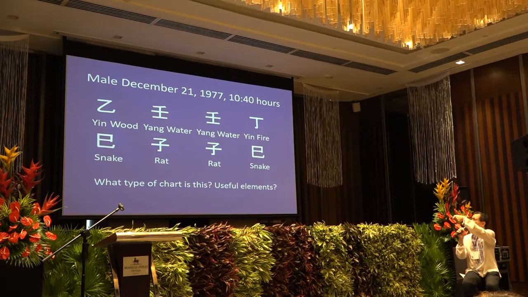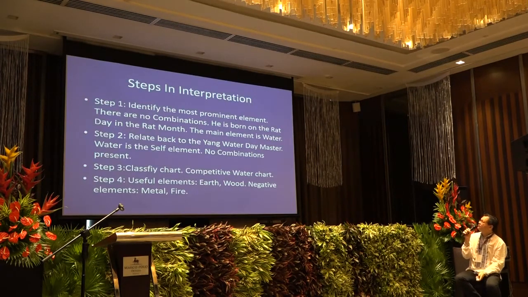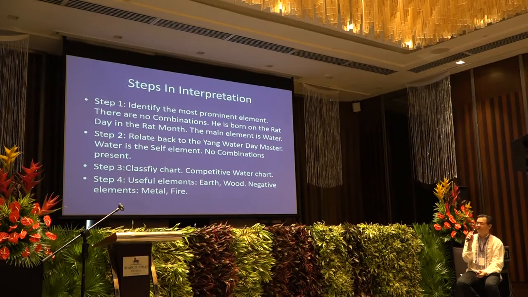All right, let's have a look. Identify the most prominent element. There are no combinations in this chart. He is born in the rat day, in the rat month. The main element is water. Step two, relate it back to the Yang Water Day Master. Water is the self element. No combinations are present. Step three, you classify the chart. This is a competitive water chart. Step four, useful elements, earth and wood, and negative elements, metal and fire.